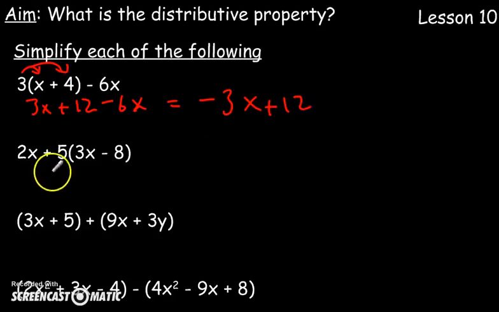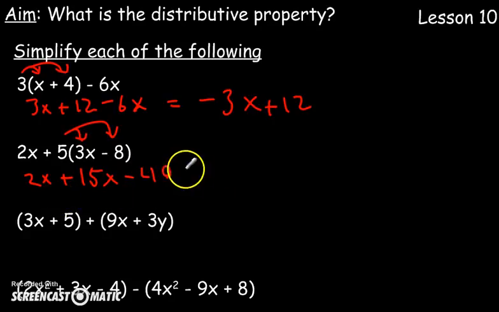Let's try another example. In this case, again, it's tempting to want to add 2x and the 5 first, but these are not like terms. In addition to that, multiplication comes before addition, so we're going to work out the distributive property first. We almost always do the distributive property first. So this is 15x, and this is negative 40.